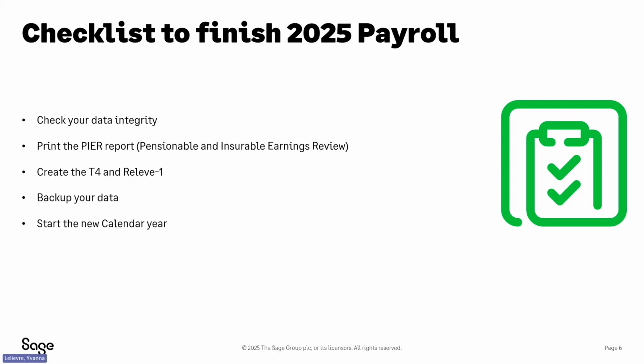I'm going to talk more in detail about this report on a slide, because it is usually not really understood properly in Sage 50. Once you've done those steps, you can create your T4s and RL-1. You can also do them after you start the new year. That is perfectly fine. The CRA accepts those until the end of February. And then you can do a backup of your data and start the new calendar year.